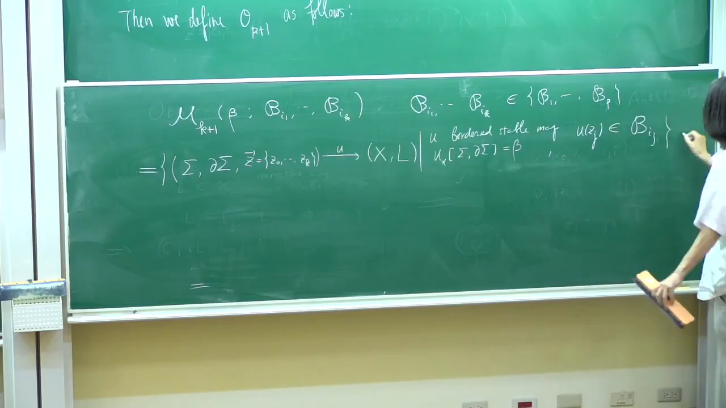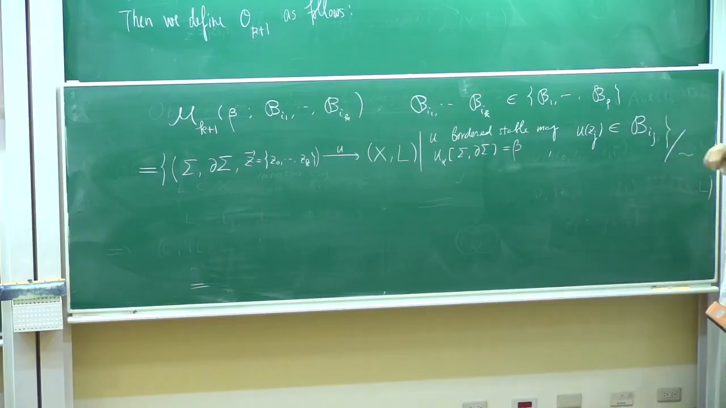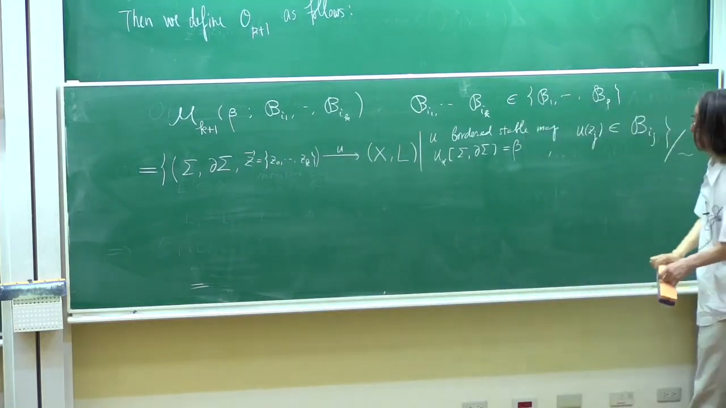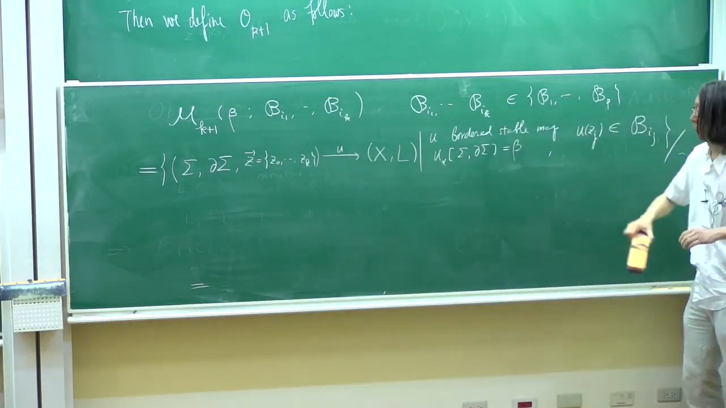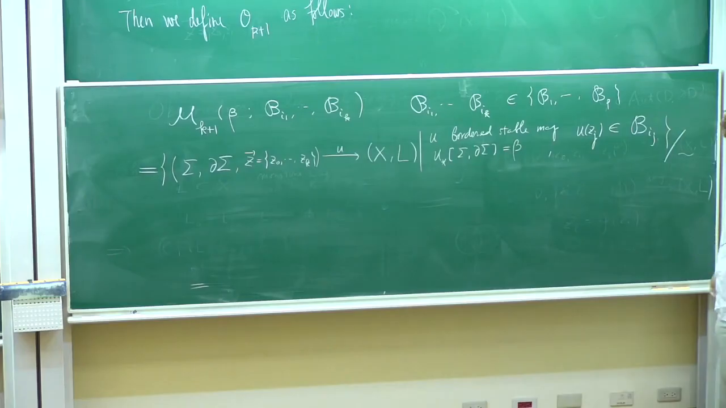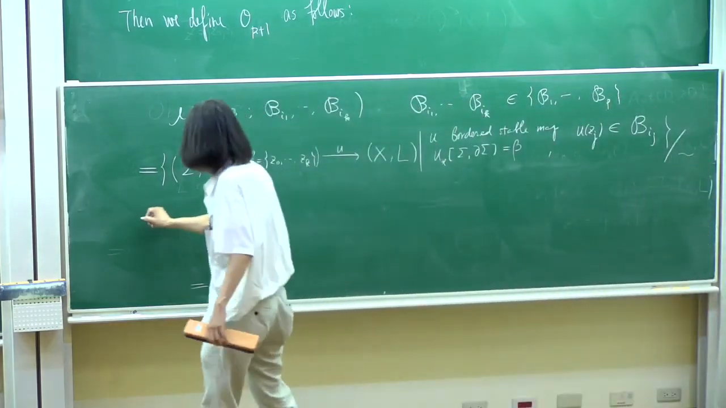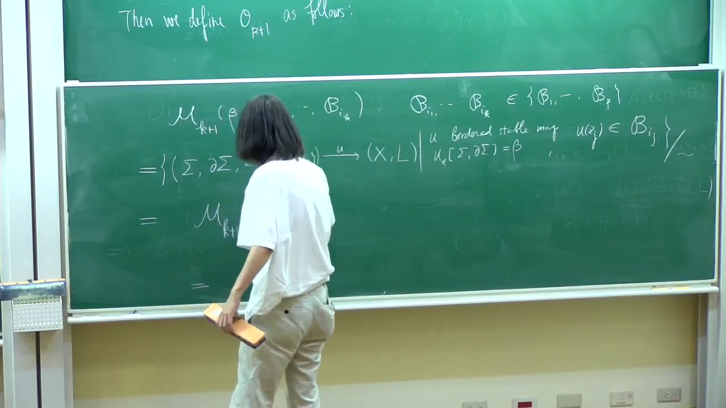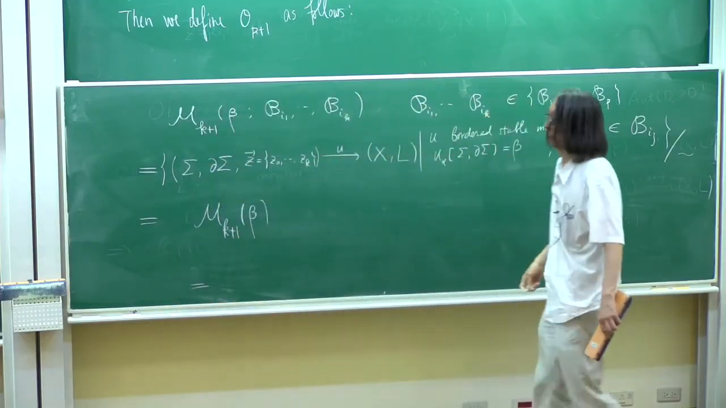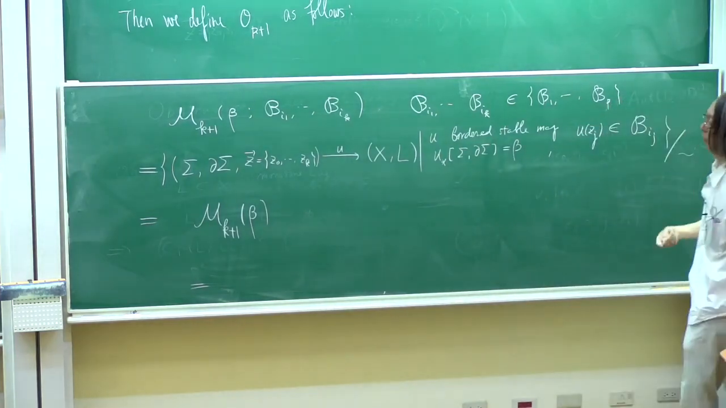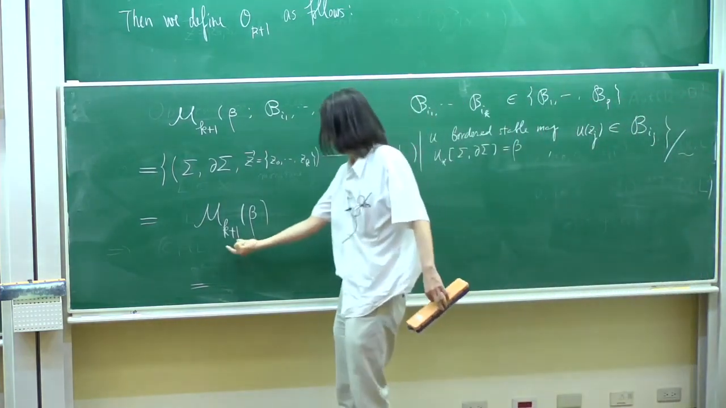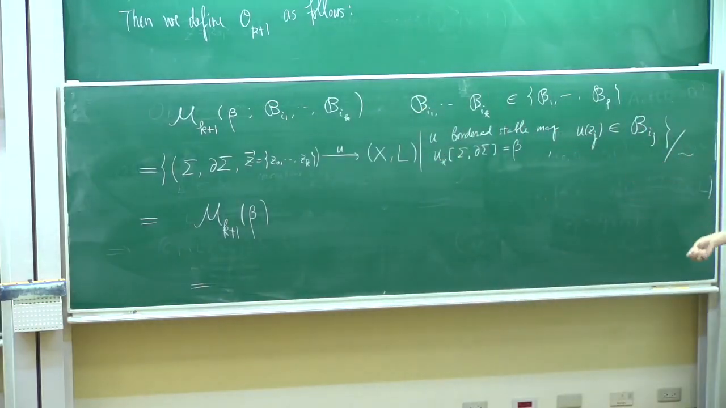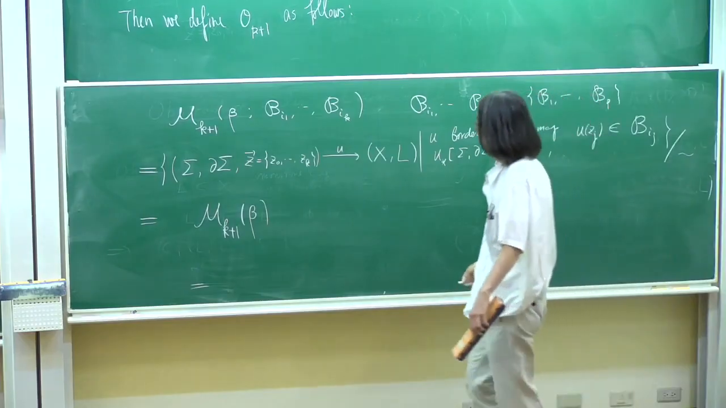And then we mod out by the equivalence relation among bordered stable maps. So from now on, I may just write it this way: M_{k+1}(beta). This is the moduli space of bordered stable maps of genus 0 and connected boundary, with k+1 marked points on the boundary, representing class beta.